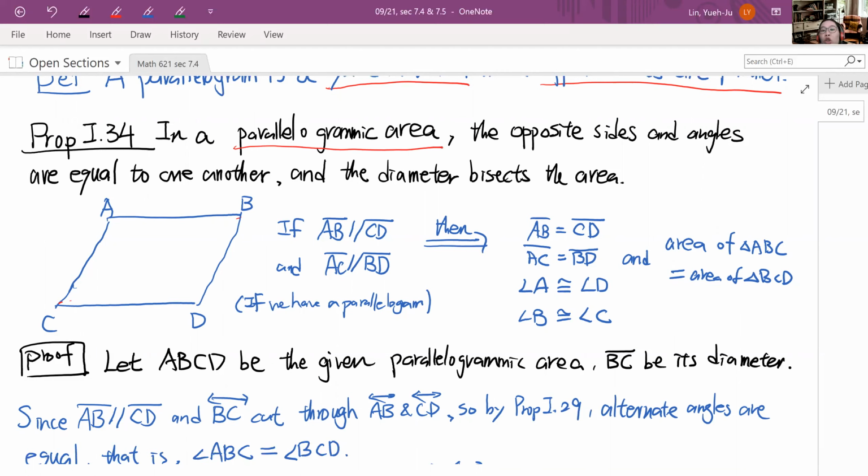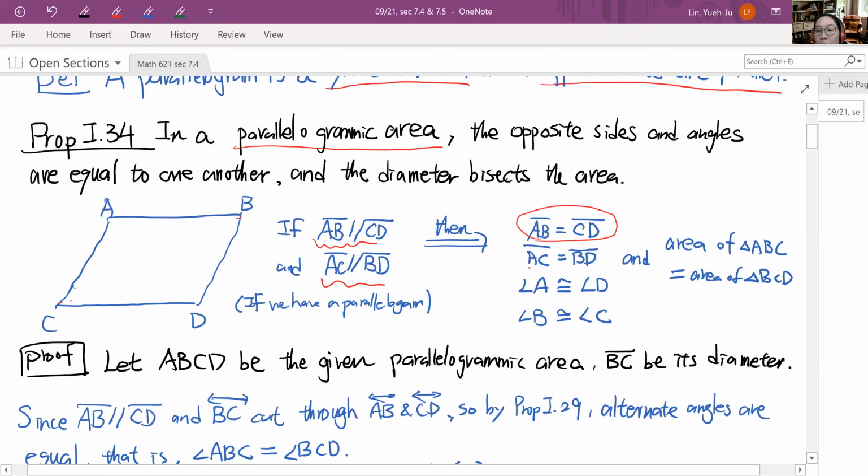So first, we assume we already have a parallelogram. That means we have the assumption where AB is parallel to CD, and also AC is parallel to BD. So once we have a parallelogram, we can prove that the opposite side AB is going to equal CD. And we also have another pair of opposite sides, AC is going to equal BD.